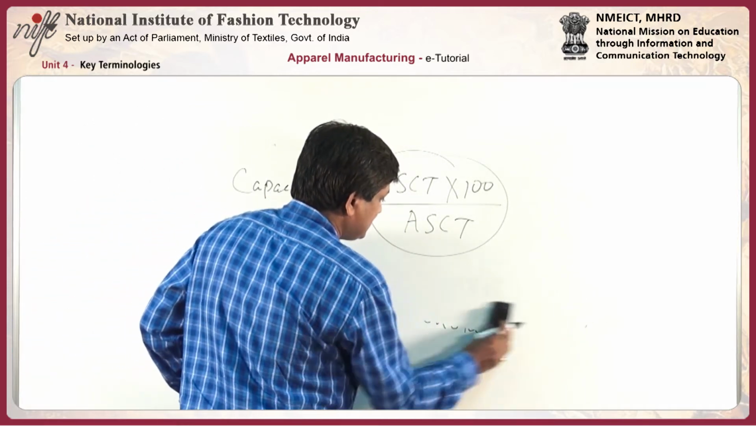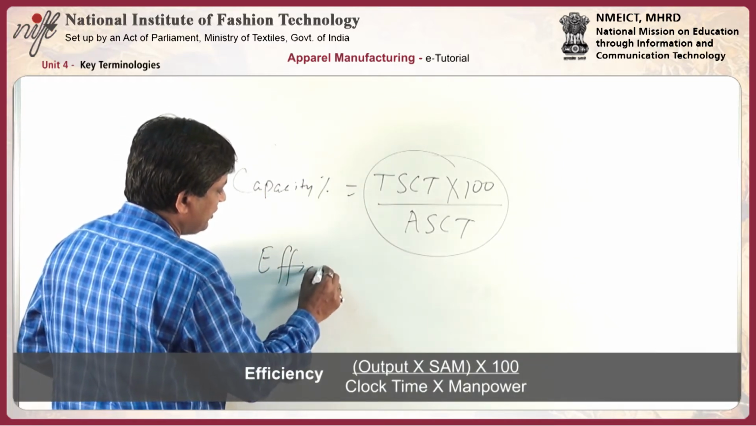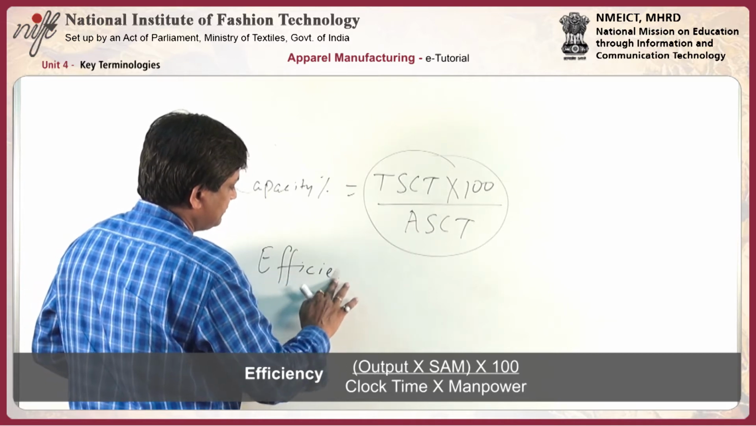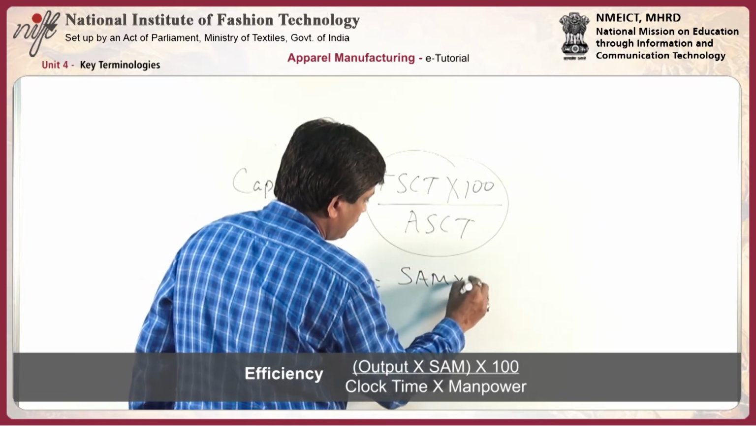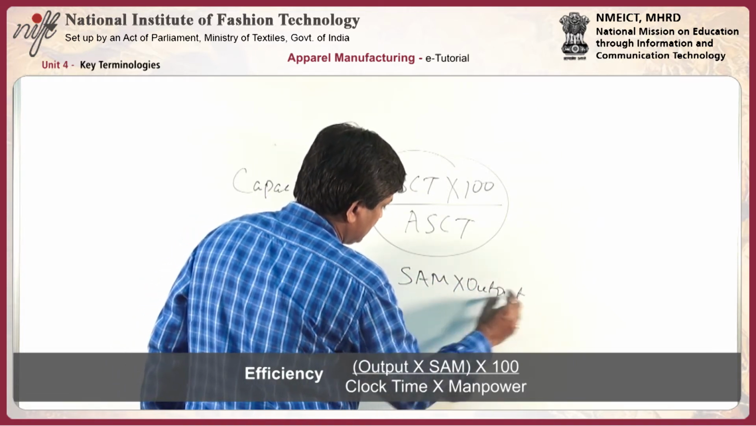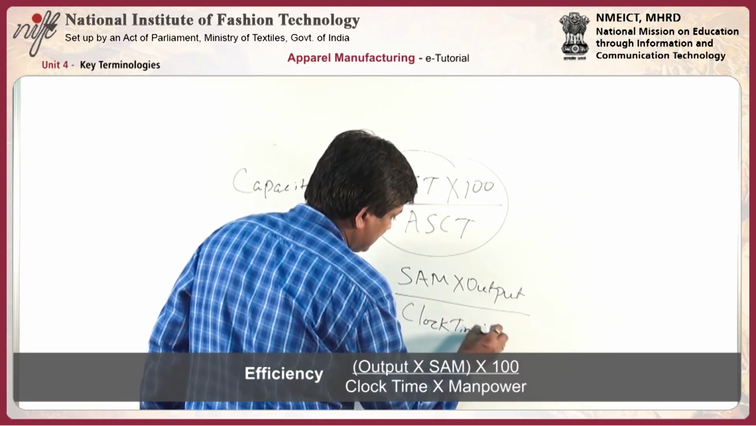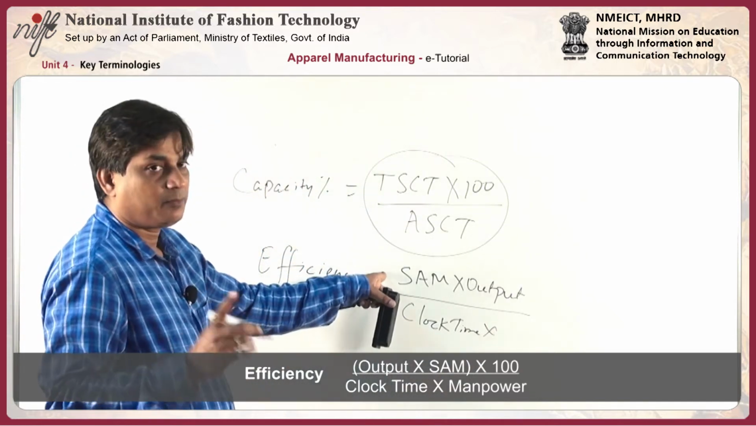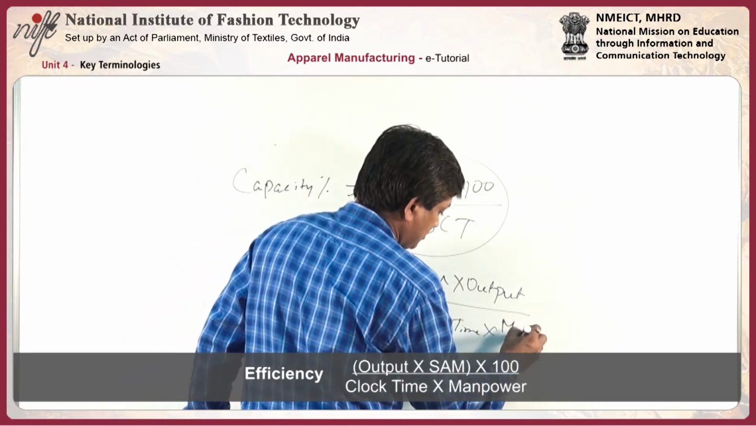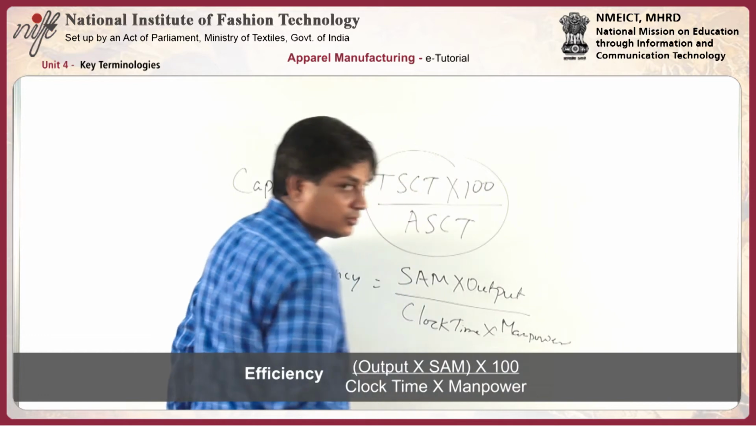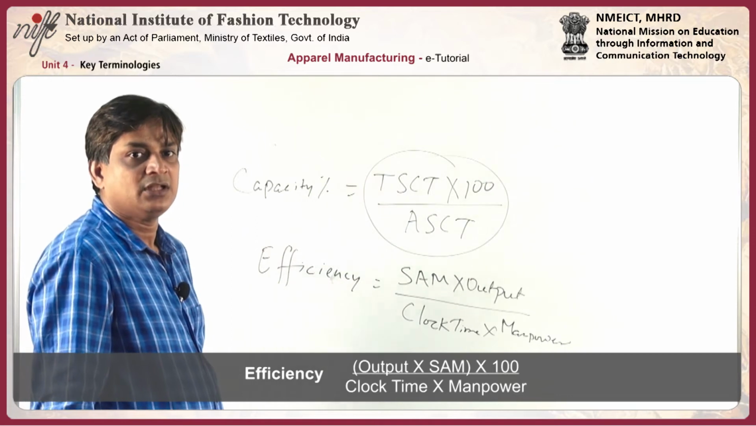Then next, if you talk about efficiency, we talk about the group, where the efficiency formula is SAM into output divided by clock time. So kindly note that in performance, it was on standard time. In the place of on standard time, here it is clock time, and manpower has also been added because we are talking about the group. Then we have performance and efficiency.